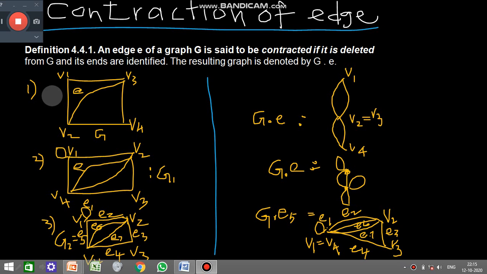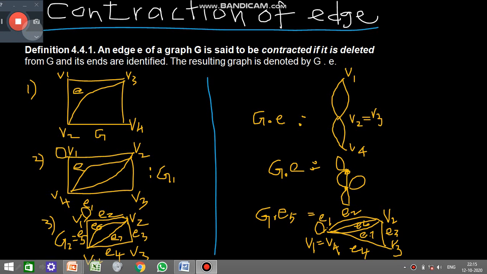Now take the first graph there. When E is contracted, that means deleted, we will get the right hand side picture, and the representation is G dot E. Okay, so when E is contracted, we get this particular picture. You see there, V4 is here, V1 is here, and this is contracted. You join these two, you will get this particular picture. That's called contraction of an edge E.